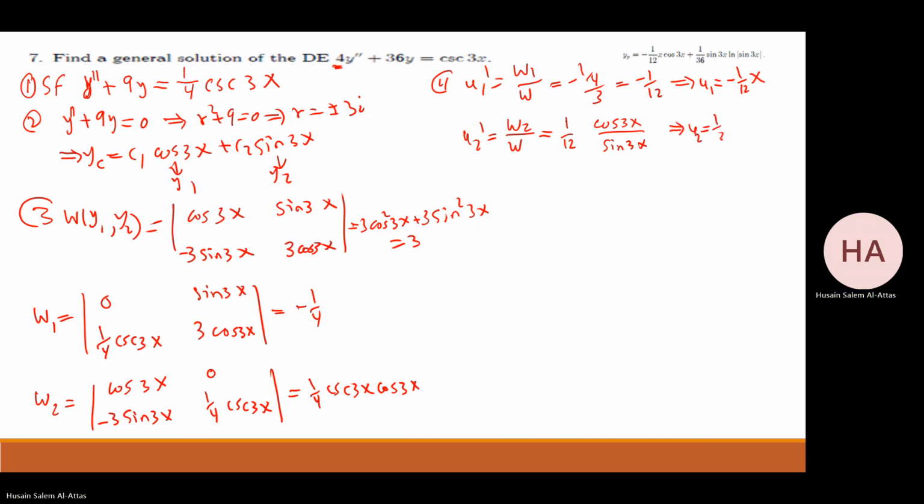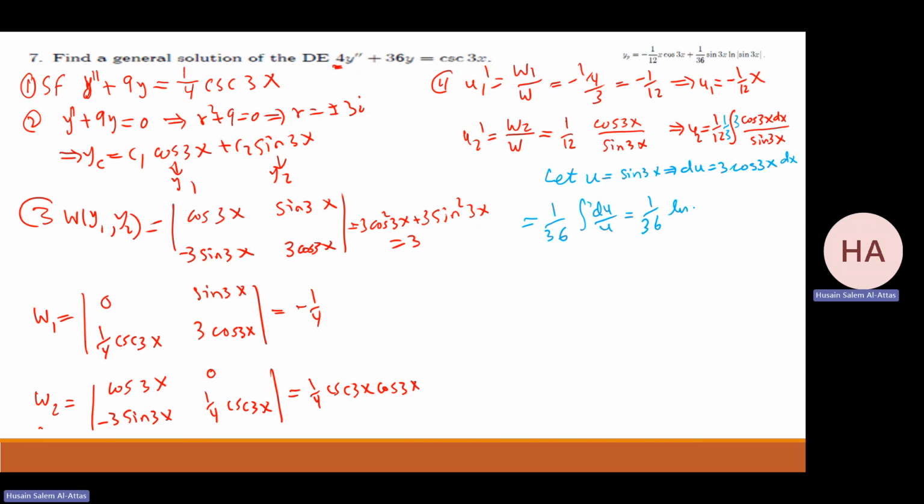So it is U2, 1 over 12, integral of this. Okay. So if I let u equal sine 3x, what will be du? It will be 3 cosine 3x. So I need 3 and 1 over 3 here. Okay. So I have this, what is 1 over 36x. Du over u. And that is 1 over 36 times the absolute value of u, which is the absolute value of sine 3x. So it is YP.